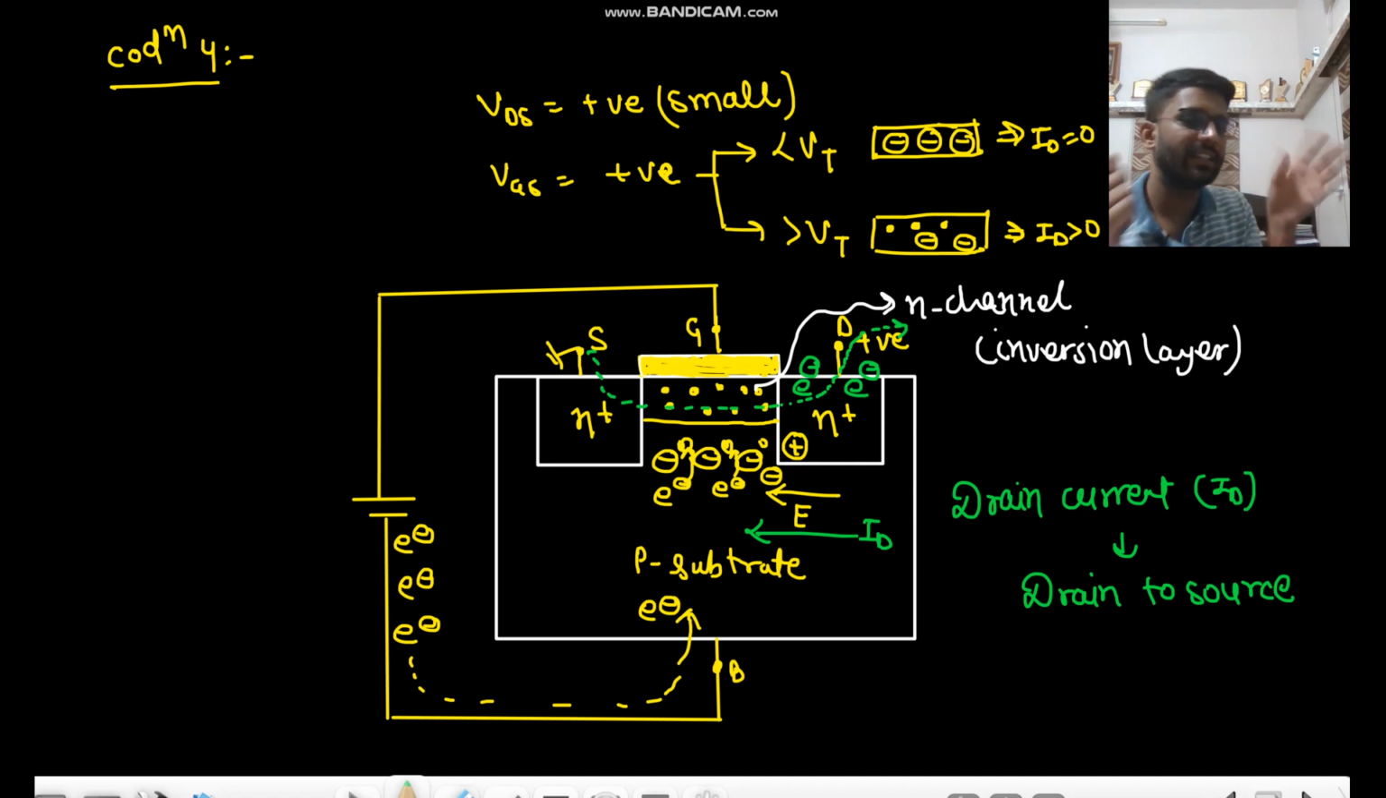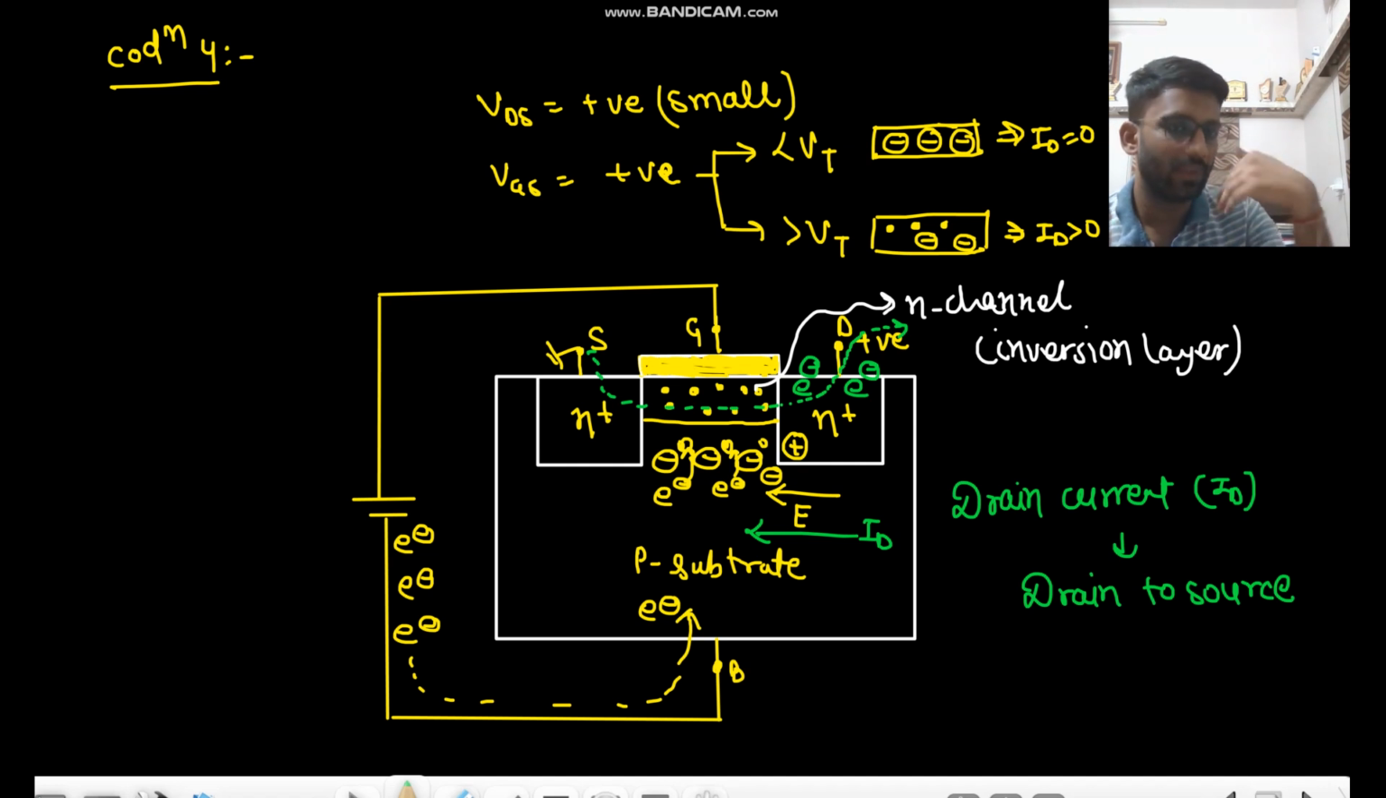Also, VDS is positive, and the channel is N channel, not N plus. The channel is N channel, so it has lesser conductivity and more resistance. So most of the applied potential will be developed across the channel resistance only. So the channel will have the most potential.